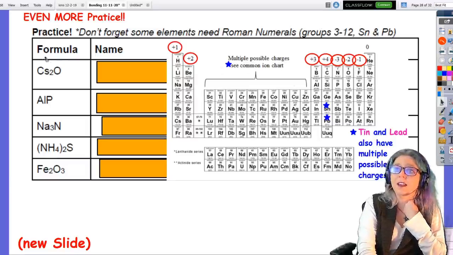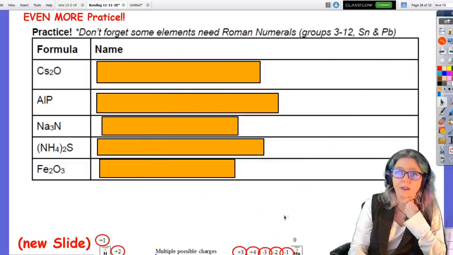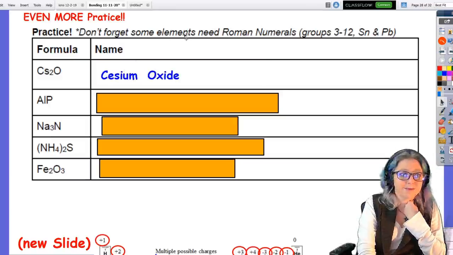And then I want to find the second half of my formula. So this is just one capital letter. One capital letter means it's going to be here on the front, over by my non-metals. So O is right there. That's oxygen. So my rule is I change the ending of my non-metals to "ide." So I have cesium and oxide, so its name is cesium oxide.